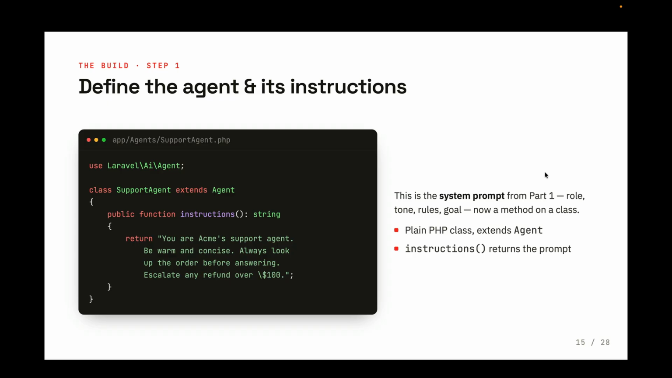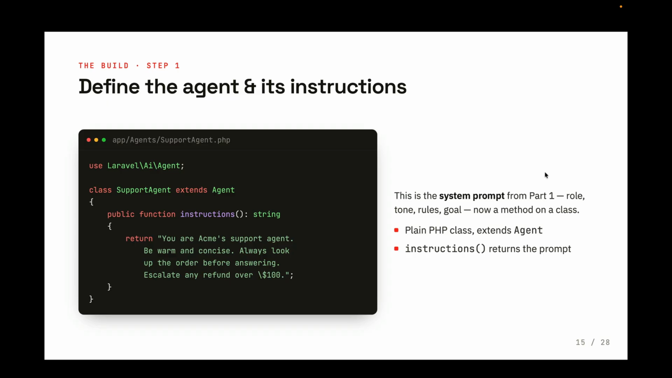So here's an agent and its instructions. In Laravel, we use the Laravel AI agent library, and we can create a class, name it whatever we want. In this particular case, it's SupportAgent. It's going to extend or inherit from Agent, and it's going to have a public function called instructions. And notice right away, what's this instruction? Well, it's a system prompt. Remember, with a system prompt we need to define the role and the rules and the goal for an agent. So that's what this system prompt is.